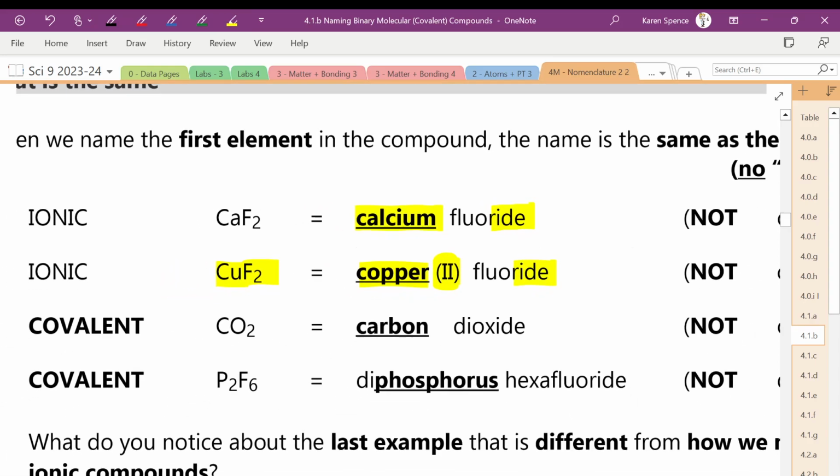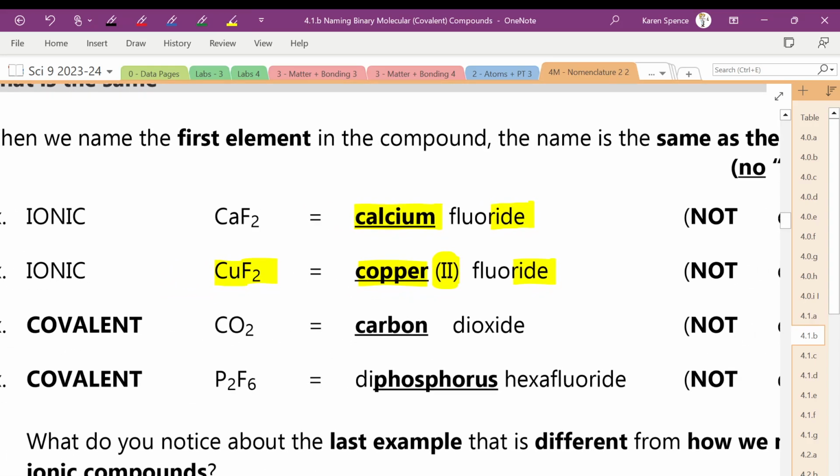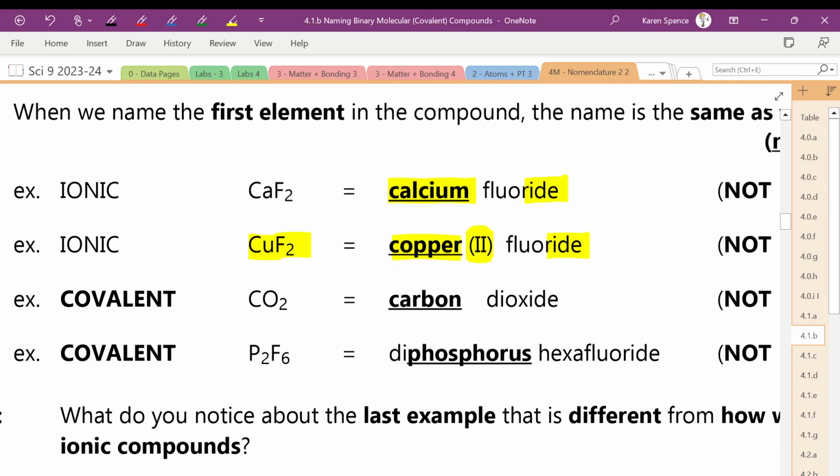Okay? But when we have a covalent compound, it is carbon, and it's not just oxide, it is carbon dioxide. What do you think di means? Di means 2. But what do you notice is not on the front of carbon? There's nothing there, okay? And we're gonna tell you why in just a little bit.